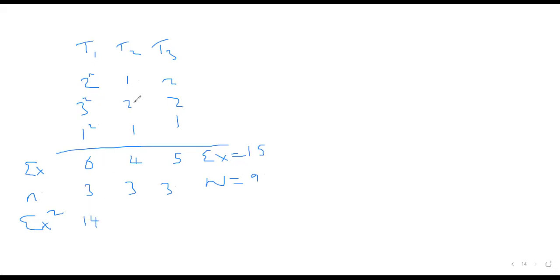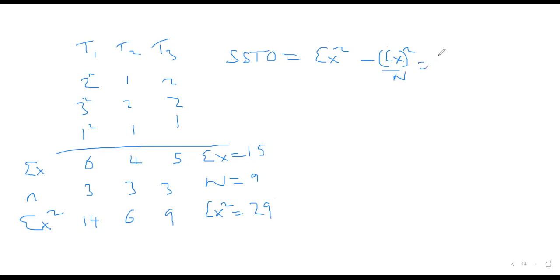Then here we have 4, 5, 6. Then here we have 4, 9, 1, which is 9. Then the sum of x squared here, what are we going to get? 29. All right. Then the sum of square total has a formula, which is given by summation of x squared minus summation of x to the power 2 over n. So here we're going to have 29 minus 15 squared over 9.